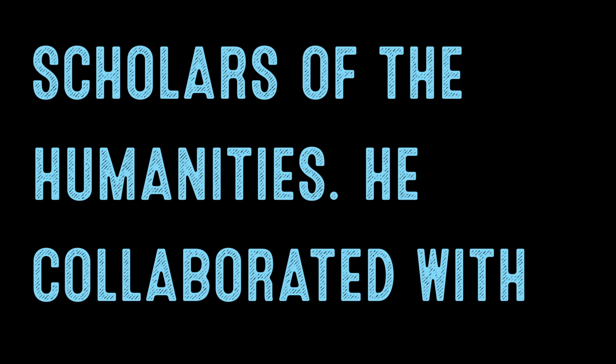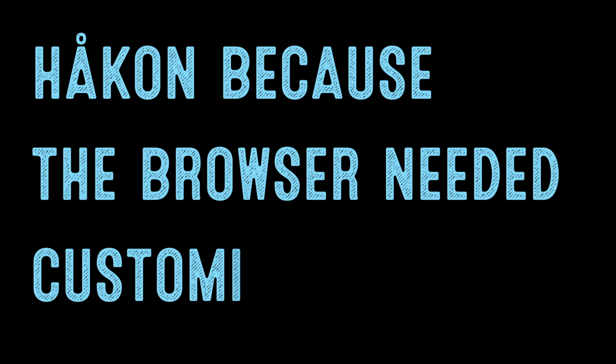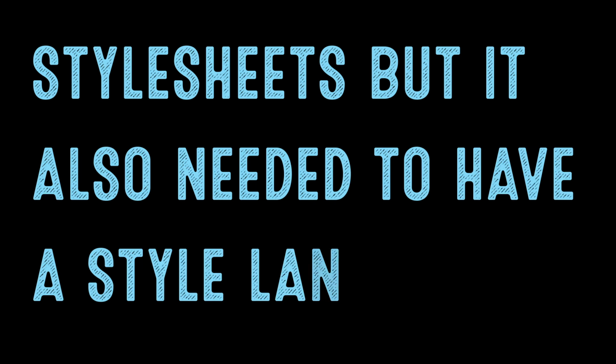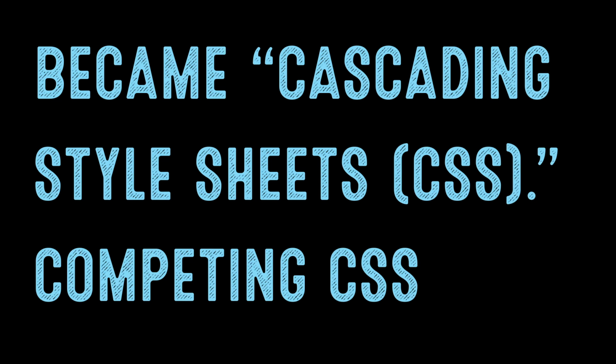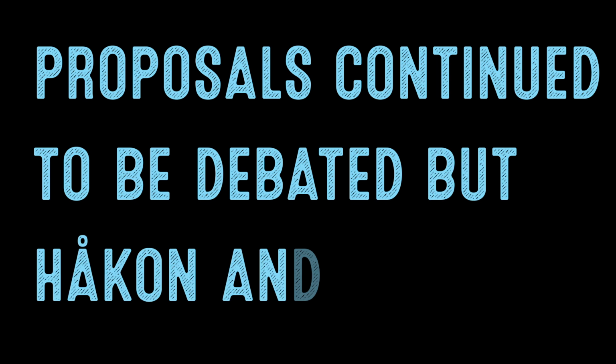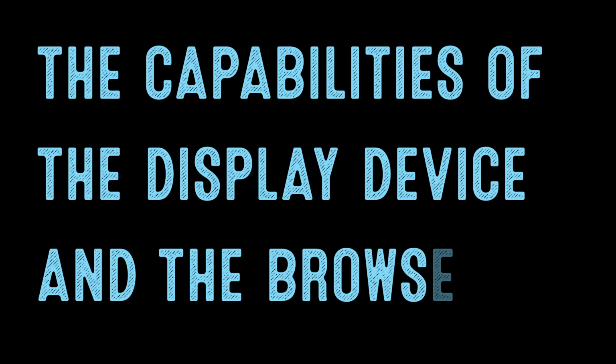He collaborated with Håkon because the browser needed customized style sheets, but it also needed a style language general enough to apply to markup languages other than HTML. So eventually, the HTML was dropped and it became cascading style sheets. Competing CSS proposals continued to be debated, but Håkon and Bert's version was distinctive because it took into account the capabilities of the display device and the browser.